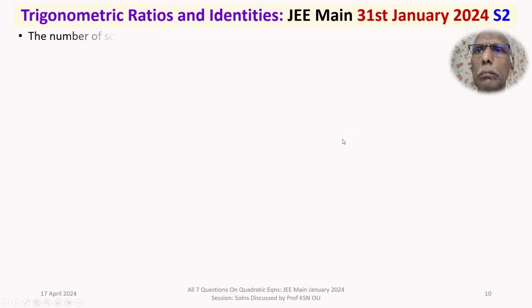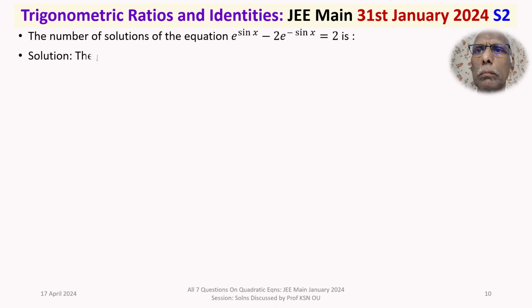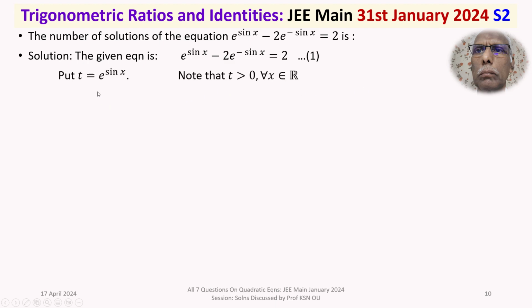Let's now discuss the solution of the problem. The given equation is e power sin x minus 2 times e power minus sin x is equal to 2. Let's call this equation 1. Put t is equal to e to the power of sin x. For any value of x belongs to R, e power sin x is always positive, thereby t greater than 0. So note that t greater than 0 for all x belongs to R.